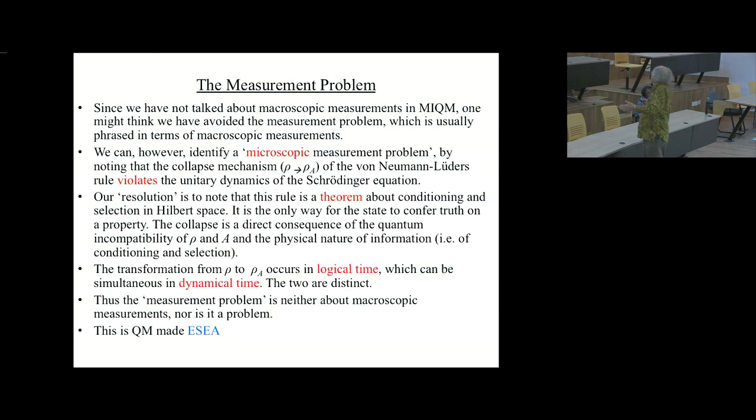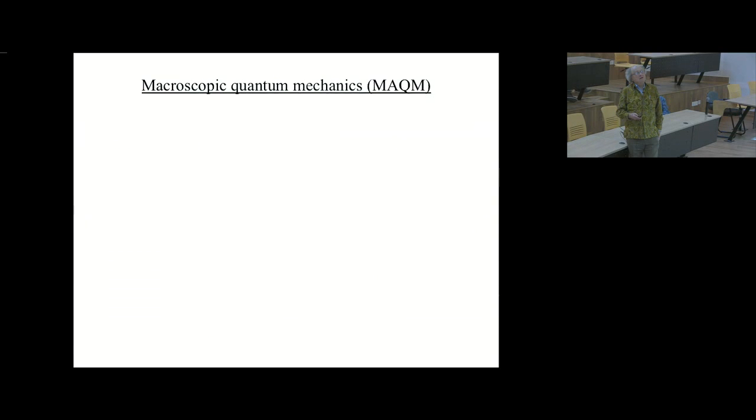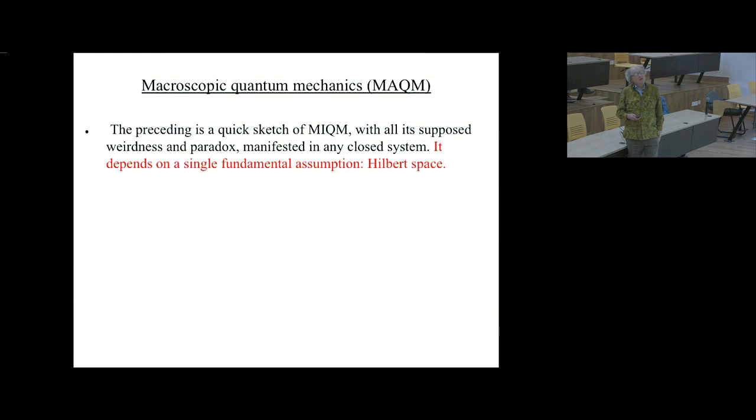It's just somehow by definition that if you understand microscopic quantum mechanics, which is all forced on you by the structure of Hilbert space. Okay, so now that was a quick sketch of microscopic quantum mechanics, with all its supposed weirdness and paradox manifested in any closed system. And I've only made one assumption, that everything is represented by Hilbert space. Once you accept that, the rest follows by theorems. There are no assumptions.